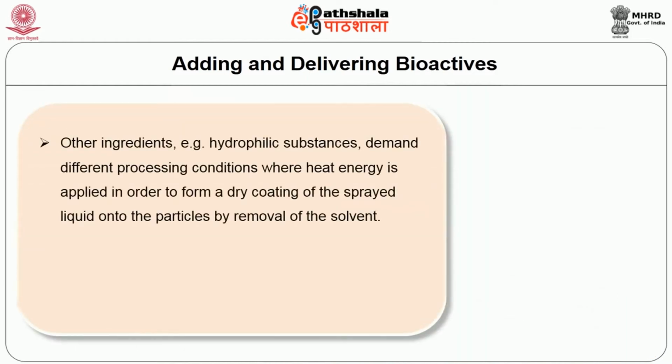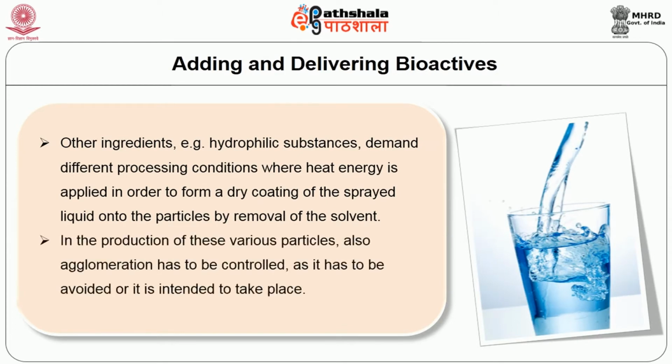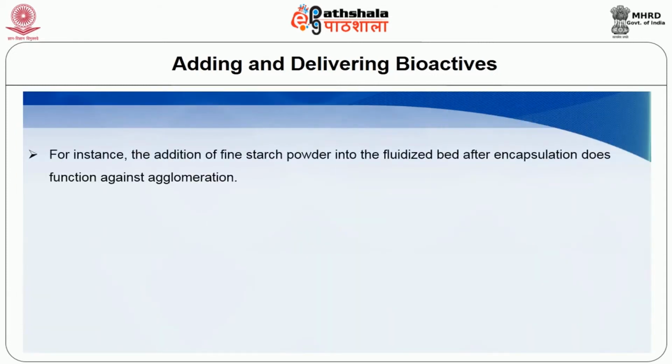Other ingredients, for example hydrophilic substances, demand different processing conditions where heat energy is applied in order to form a dry coating of the sprayed liquid onto the particles by removal of the solvent, for example water. In the production of these various particles, agglomeration also has to be controlled, as it has to be avoided or it is intended to take place. For instance, the addition of fine starch powder into the fluidized bed after encapsulation functions against agglomeration.